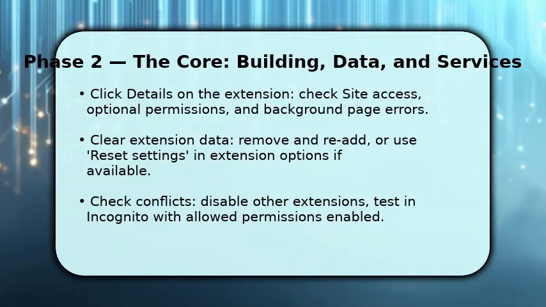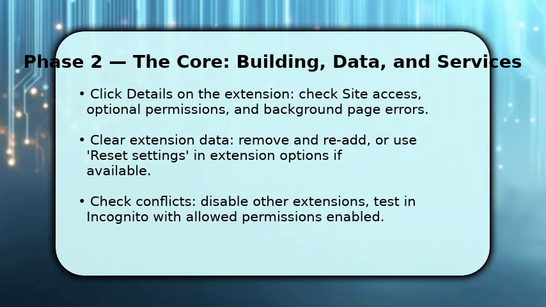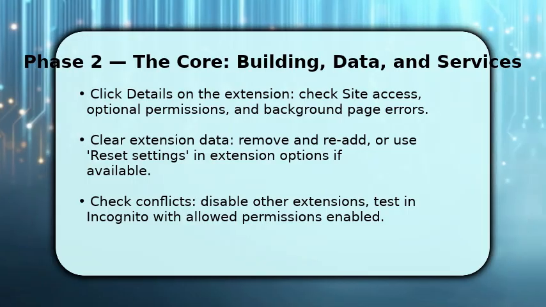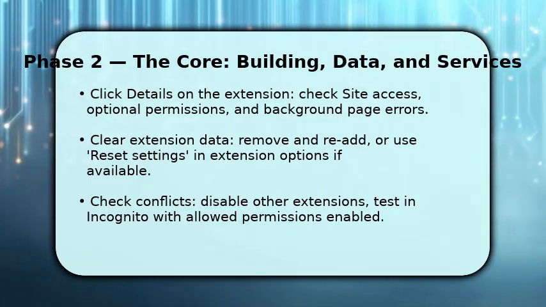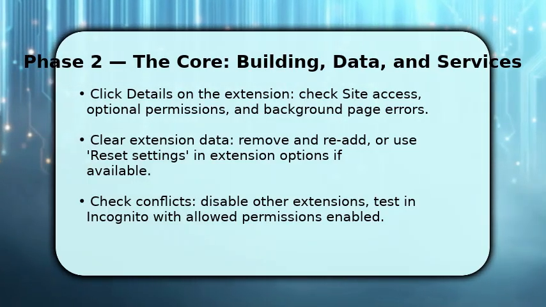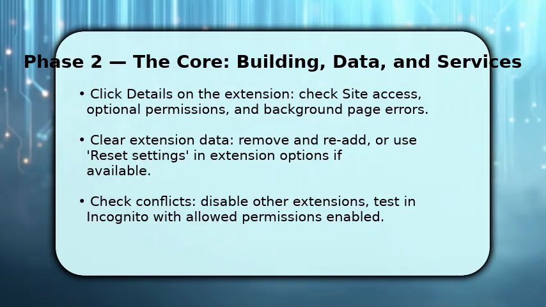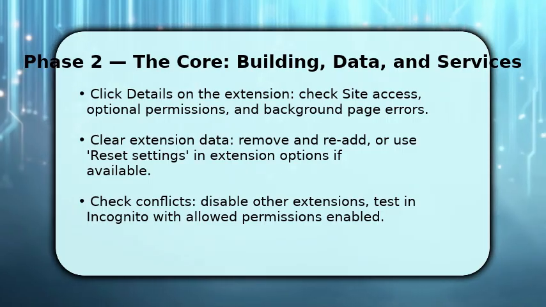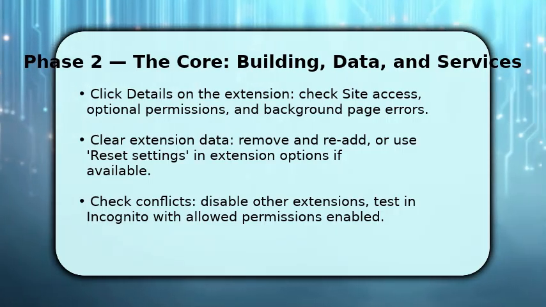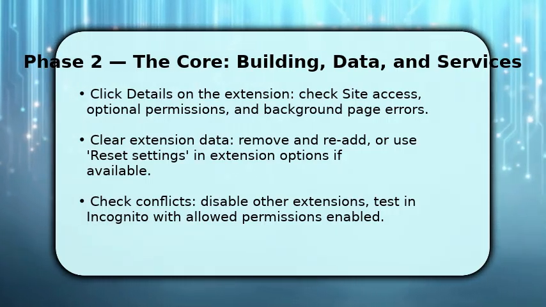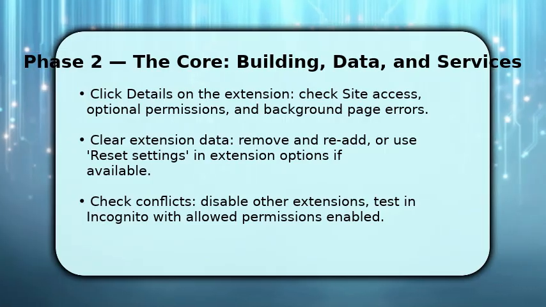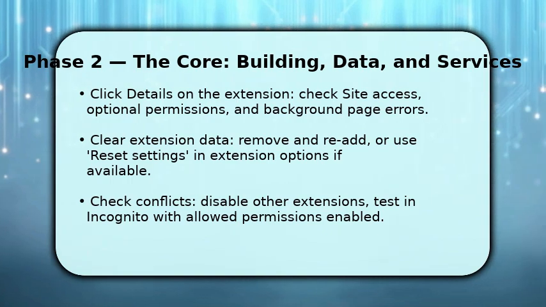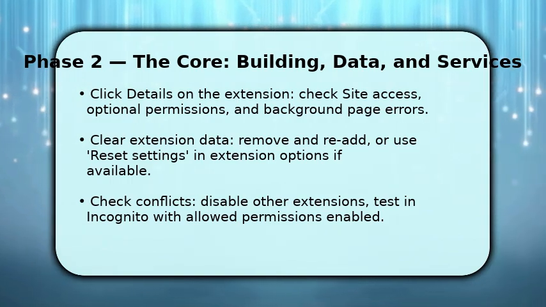Next, inspect permissions and reset the extension data to remove corrupted state. Click Details, verify site access and optional permissions. Open the background page console to spot errors. If errors persist, remove and re-add the extension to clear local storage or use the extension's reset option if present. Then, disable other extensions to detect conflicts. Alternatively, run in incognito after enabling the extension there. These steps isolate permission, data, and conflict causes so you can target.